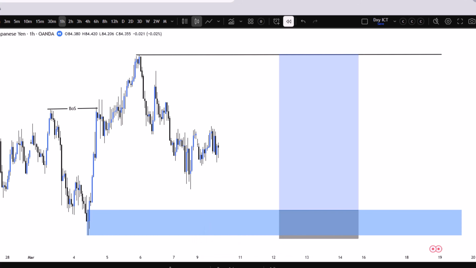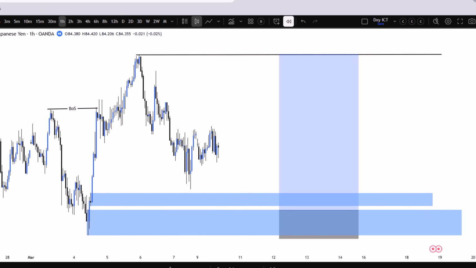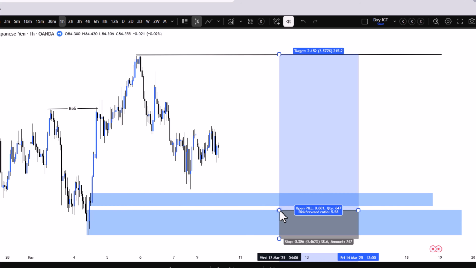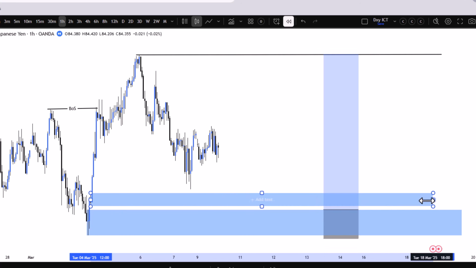Now I want to take it back to the zone just above because the question might be there. How am I going to pick between these two zones? See, sometimes when you go to a lower time frame, you're gonna see multiple zones inside of what was once just one zone, and this can make things a little tricky.